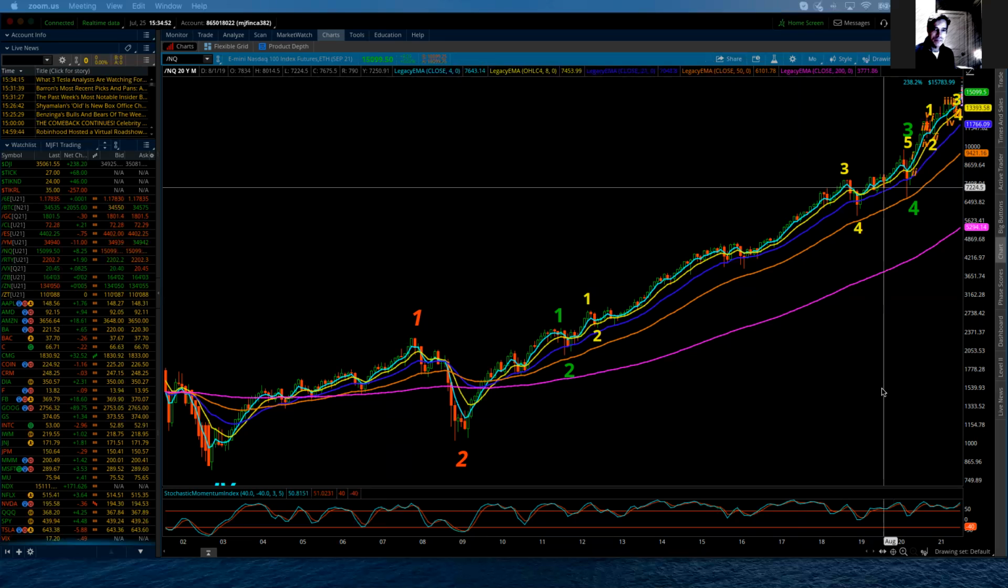A triangle could form within it. There are 13 different formations that it could create as it's rolling out an A, a B, and a C. So we still have that ABC, but what combination of those subdivisions of the wave A's, of the wave B's, and the wave C's will this take? That we allow the market to tell us.